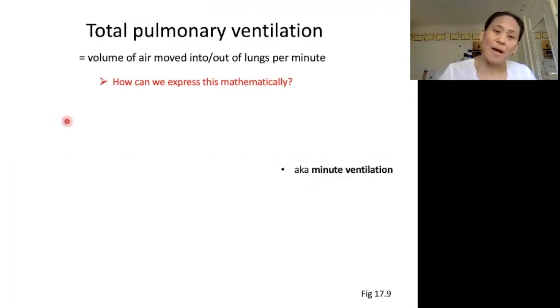So I want to start by introducing you to this concept of total pulmonary ventilation, which is the volume of air moved into and out of the lungs per minute. Conceptually, this is very similar to cardiac output, which told us how much blood was coming out of our heart each minute, except it applies to the lungs. Let's take a moment now and see if you can think of how we can express this mathematically.